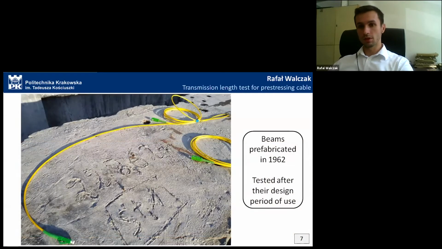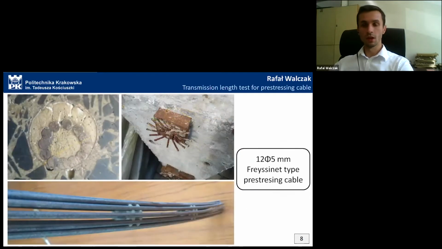The beams were prefabricated in 1962, so they are, of course, after a 50-year period of use, beyond the design period. They were prestressed with Freycinet-type cable, which consists of 12 smooth wires, 5 millimeters each. Here we can see the section with a properly injected cable duct, the wire itself, and of course the anchorage of the cable.